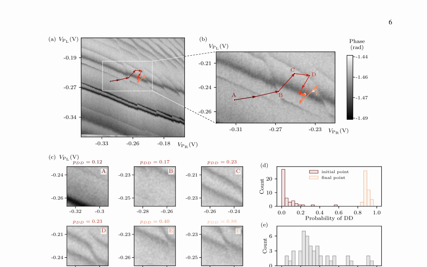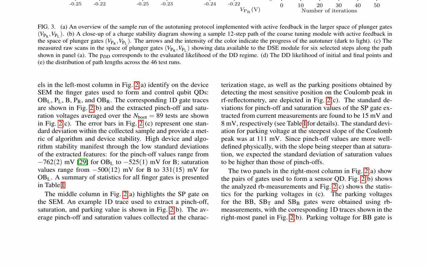The autotuner's progress is indicated by arrows and color intensity, with darker colors representing earlier stages and lighter colors representing later stages. Data available to the DSE module for 6 selected steps along the path are shown, where PDD corresponds to the evaluated likelihood of the DD regime. Panels display the DD likelihood of initial and final points and the distribution of path lengths across 46 test runs, highlighting the efficiency and effectiveness of the autotuning protocol.